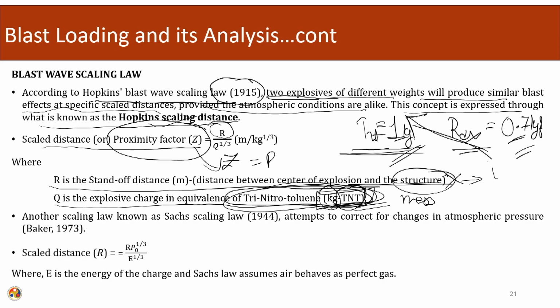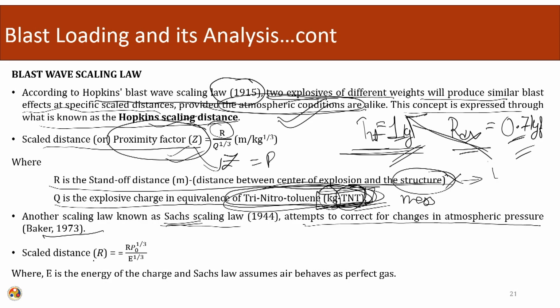There is another scaling law known as the Sachs scaling law, and it attempts to correct for the changes in atmospheric pressure. Here there was a precondition that the atmospheric condition should be the same. The Sachs scaling law tries to correct for this point, and it also tries to relate the proximity factor in different atmospheric conditions.